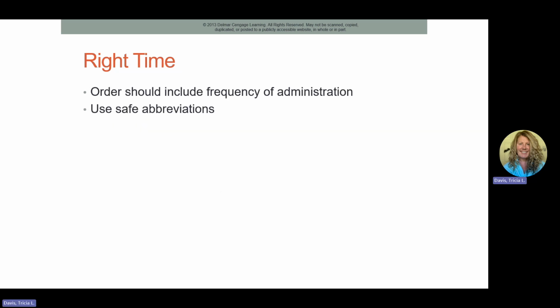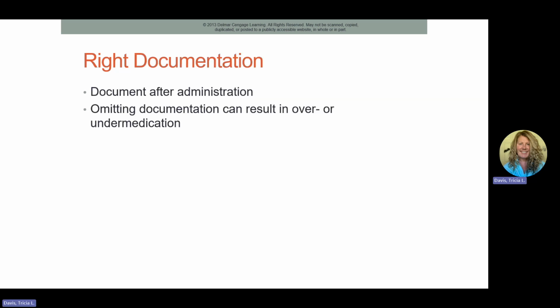The right time: we should always make sure that the right time is ordered in that administration order that we get. We always want to make sure that we're giving it according to the right frequency, and that we're using safe abbreviations. Make sure that we're documenting after administration, because we know that omitting documentation can result in over or under medication, because if it's not documented, then it didn't happen.